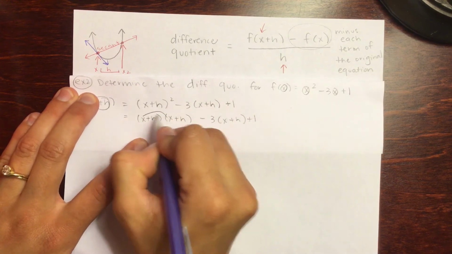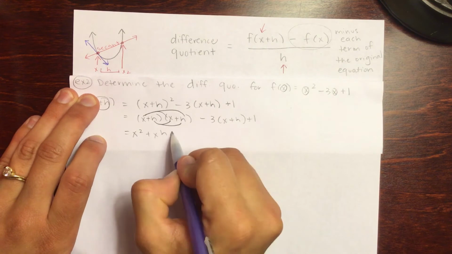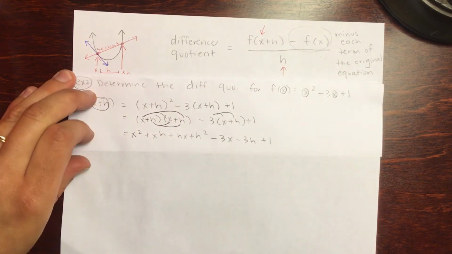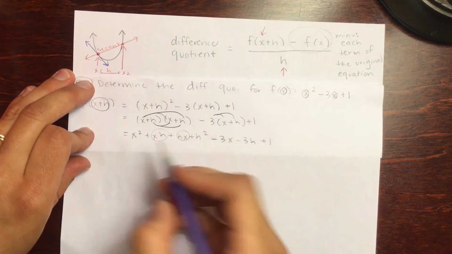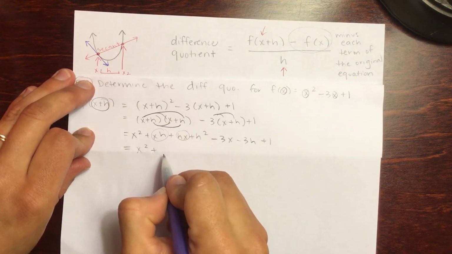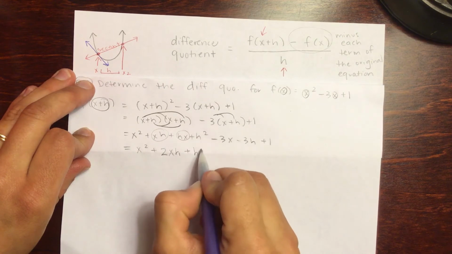So distribute your x, distribute your h, and now distribute your negative 3. Combine like terms. It may not look like it, but I do have like terms here. They're not written in the same order, but they both have one x and one h. So I have two pieces that have one x and one h.